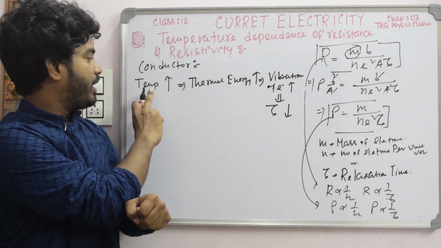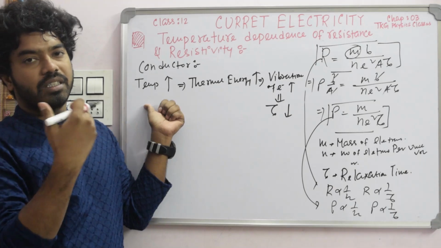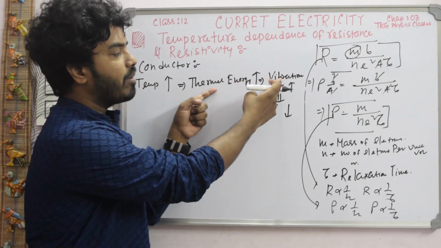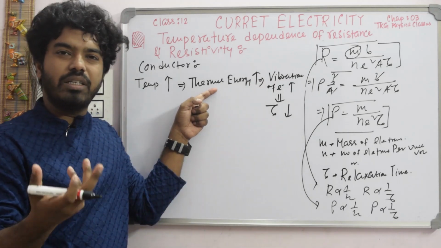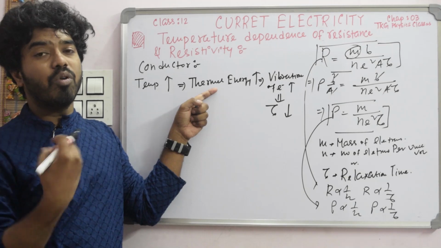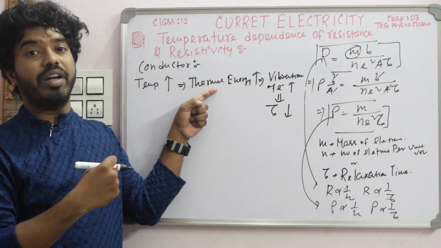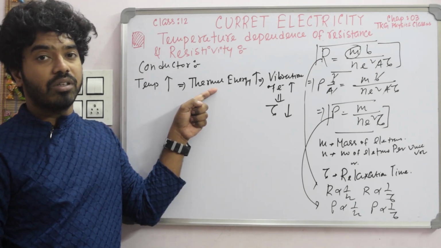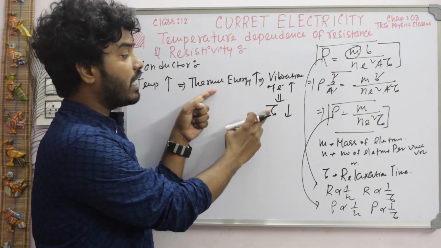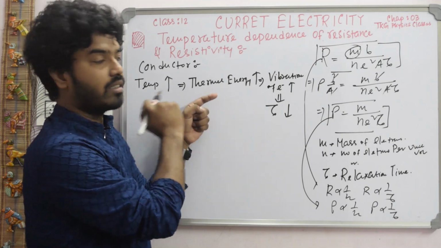So you check, when temperature increases, thermal energy increases. When thermal energy increases, the vibration of each electron increases. When vibration increases, the electrons collide more frequently with metal ions. So when they collide with metal ions more frequently, obviously their relaxation time tau decreases.